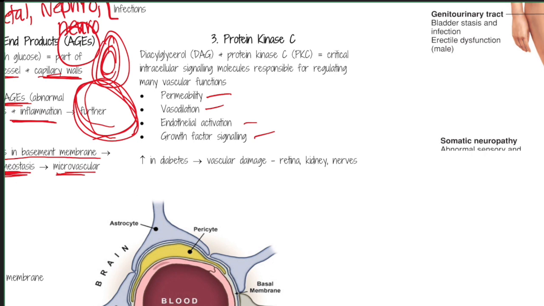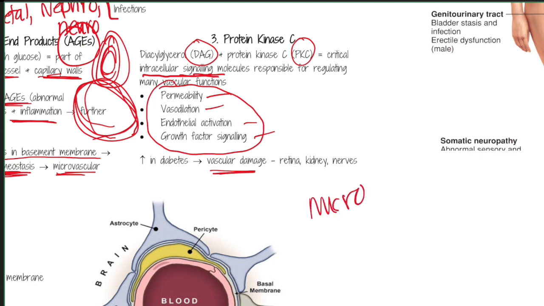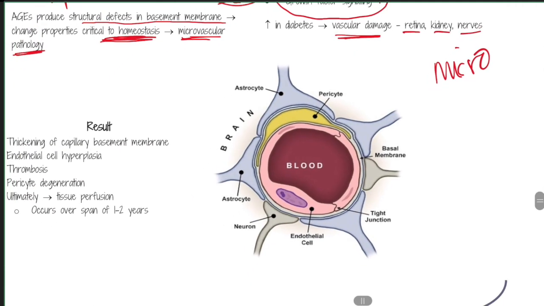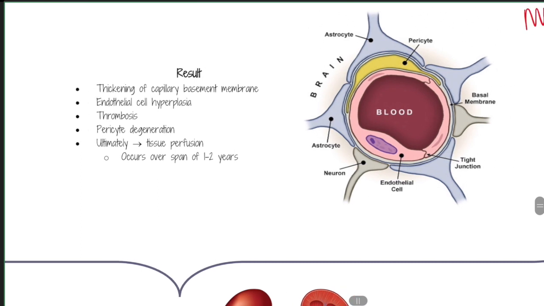In diabetes, these two proteins are increased, so the intracellular signaling that they're doing to make all of these things happen gets haphazard, and in that way it causes vascular damage, and you end up with damage to, again, we're talking microvascular, so it's going to be retina, kidney, and nerves. Basically, the result of all of those things put together is you possibly end up with this thickening of the basement membrane. And again, you can go take a look at that other breakdown if you want.